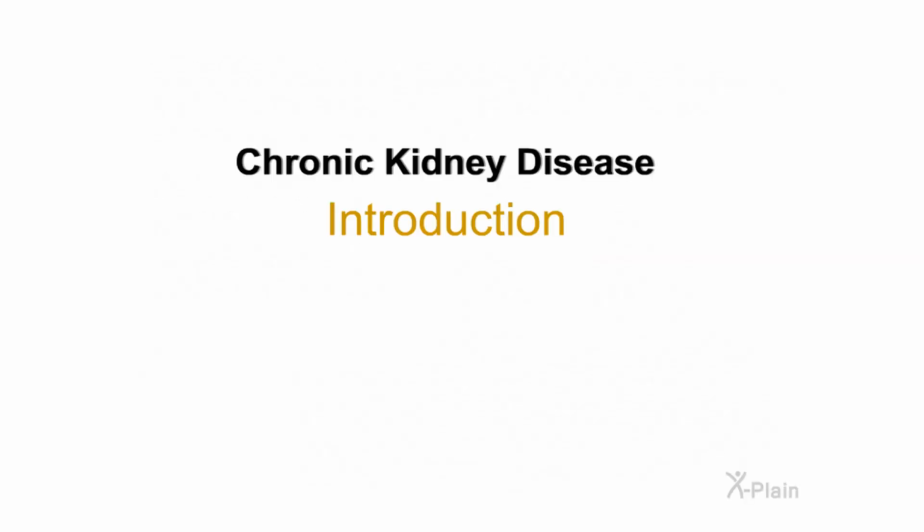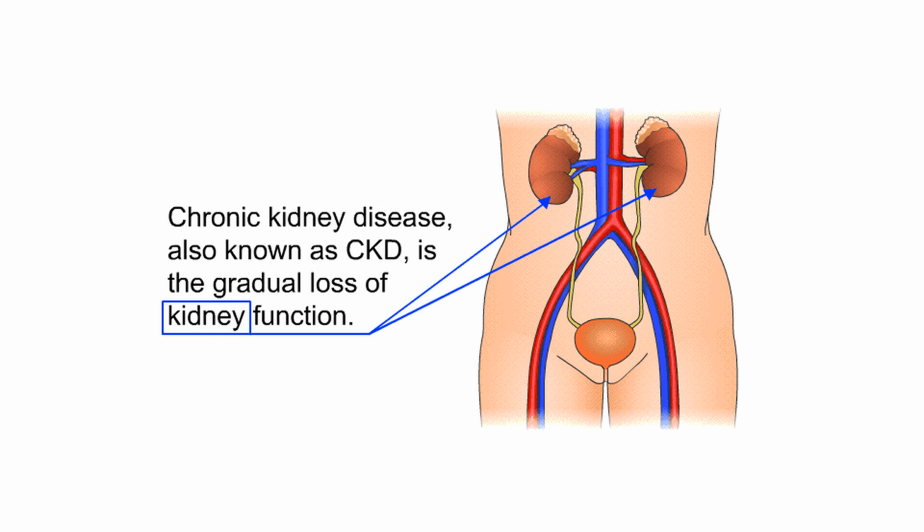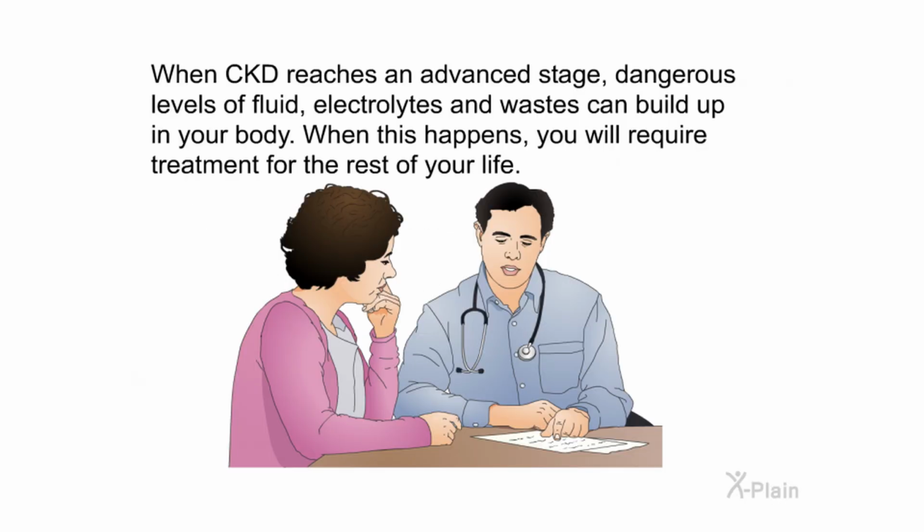Chronic kidney disease. Introduction. Chronic kidney disease, also known as CKD, is the gradual loss of kidney function. When CKD reaches an advanced stage, dangerous levels of fluid, electrolytes, and wastes can build up in your body. When this happens, you will require treatment for the rest of your life.